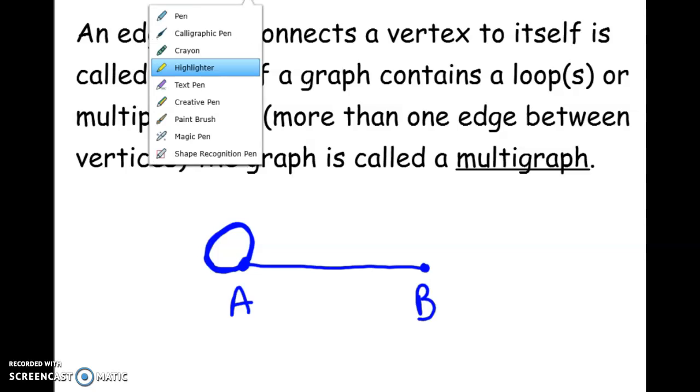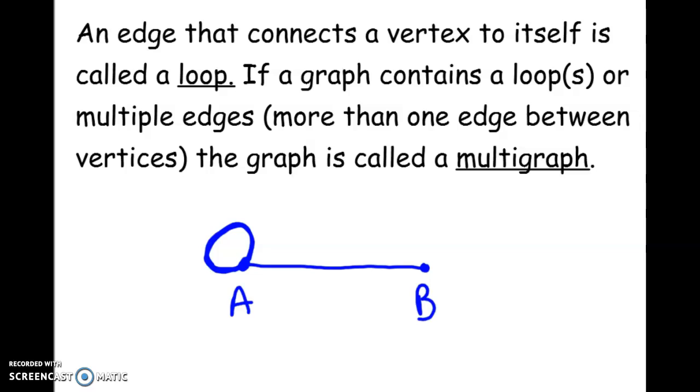Also, we could have 2 lines that connect A and B. So we could have A and B connected like this, and we could have A and B connected like this. You could even have 3. This is called a multigraph. Okay? All right, let's try the next example.